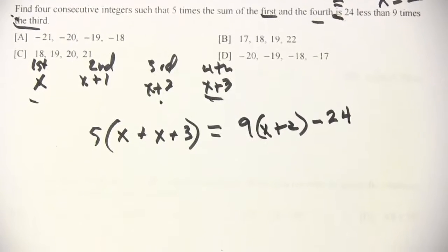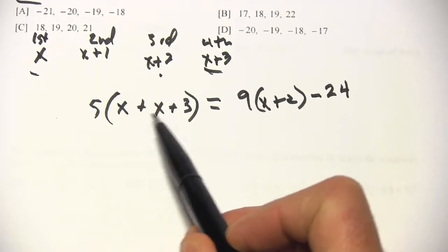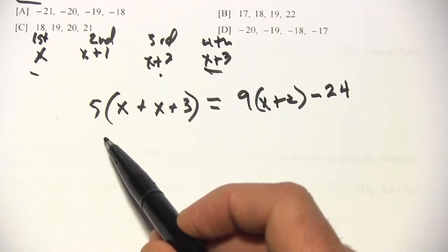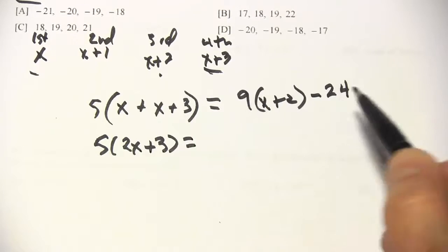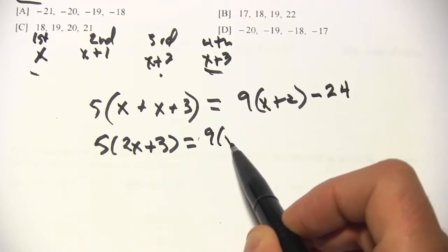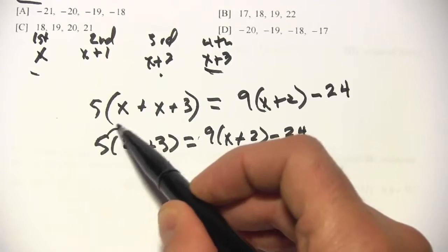So the hard work is done here. We have our equation. Now we just need to crunch the numbers. So we'll combine like terms here. x plus x is 2x, so we're going to get 5 times 2x plus 3 equals 9 times x plus 2 minus 24. Then we'll distribute the 5.